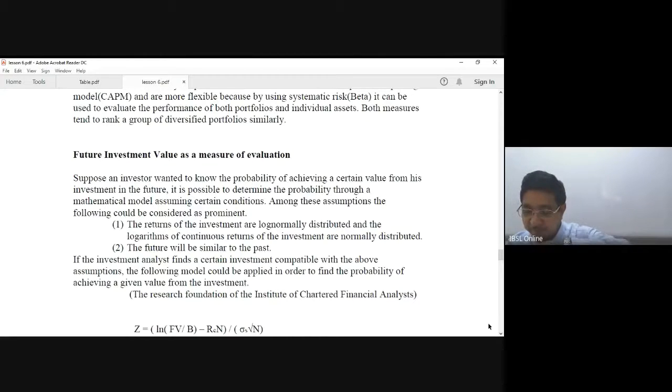So normally what we do is we just go through the returns, and we call them continuous returns, for a very long period of time. And we assume that the same trend prevails in the future. Now, if you find any investment compatible with the above assumptions, we can apply the future investment value model.